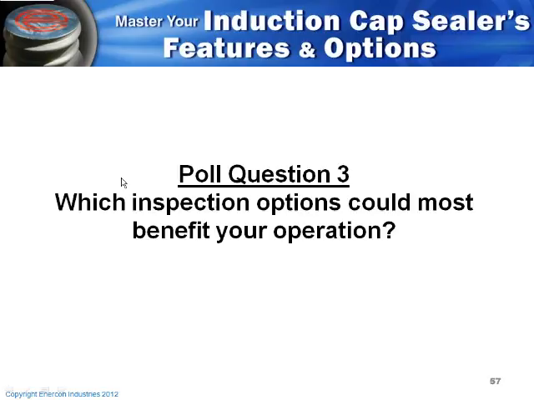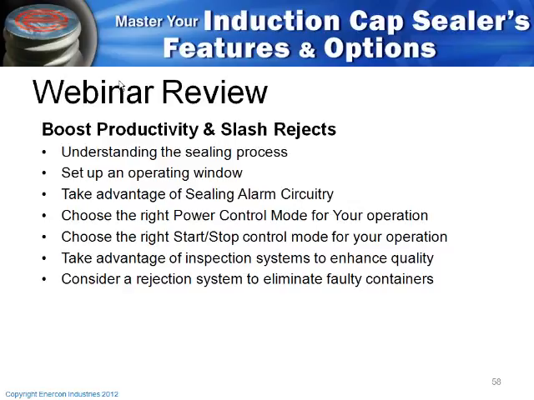But we'll summarize a bit about what we talked about today and then talk about the special offer that we have for you. So today we've talked about how you can boost your productivity and slash the number of rejected products that you have coming off your line. To do that, you have to understand your sealing process. You have to understand how the sealing process fits into your packaging operation. One of the important steps is establishing an operating window. As I mentioned earlier, we'll send you a link to a webinar that goes into that topic in detail.